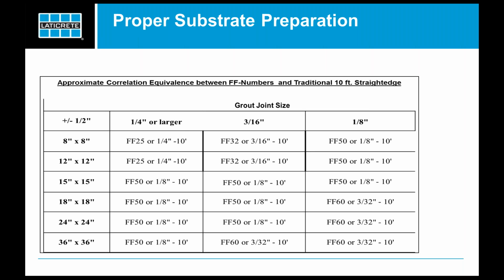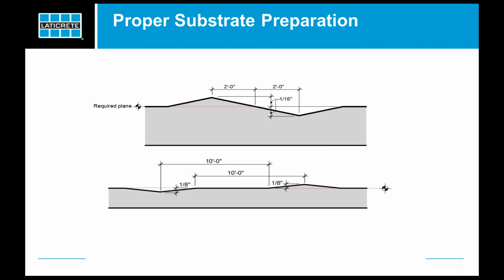If you also see the chart going across the top to the right, as the joint size gets smaller, starting at a 1/4 inch, then 3/16, then 1/8, you also see that the tolerance of floor flatness also has to increase, because the tighter the joint is, the flatter the floor has to be as well.